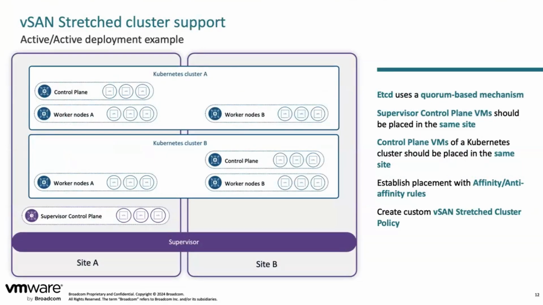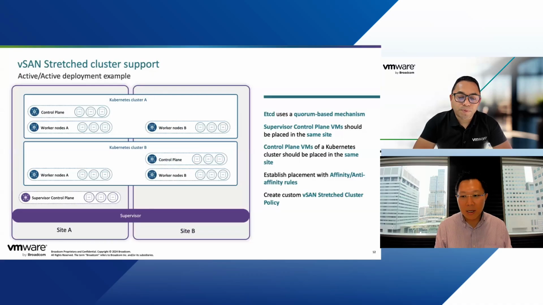So now let's take a look at vSAN stretch cluster support. As you know, this is one of the most requested features, to have supervisor clusters as well as TKC support on vSAN stretch clusters. So now we have it. You are able to provide high availability across two sites, site A and site B, for the supervisor as well as the control plane. However, there are a few things to take note of.